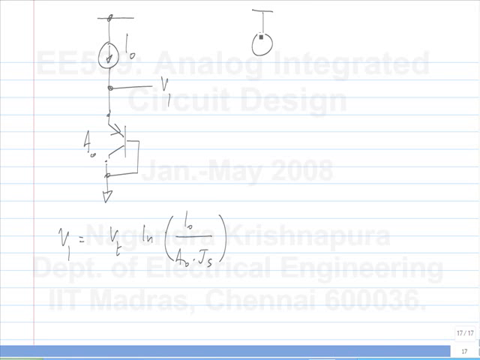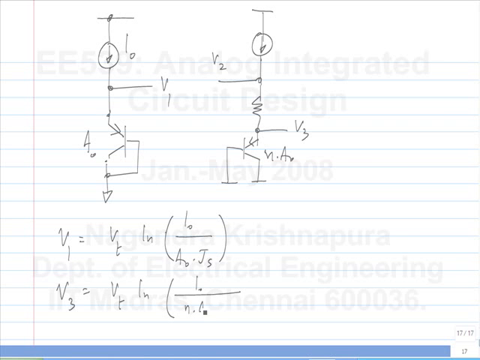Next, the other branch has some n times A0. It has a larger area. What is V3? With saturation current n times A0 Js, basically it's the same voltage as before minus Vt ln n. It's some fixed offset from whatever the value of I0. As long as the same I0 is flowing through the two branches, V3 here is a shifted version of V2. The shift is fixed for all values of I0.